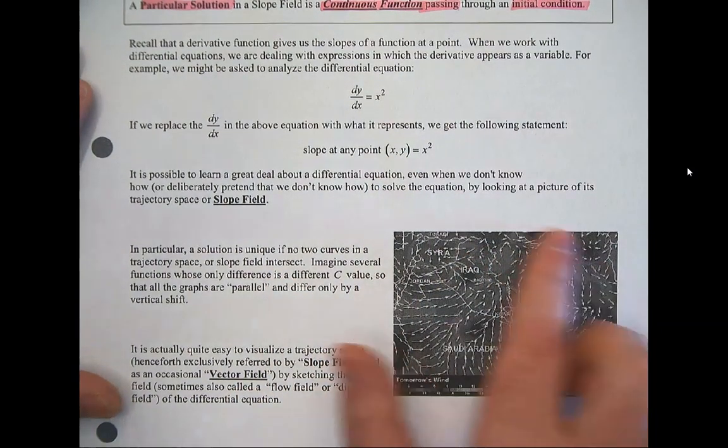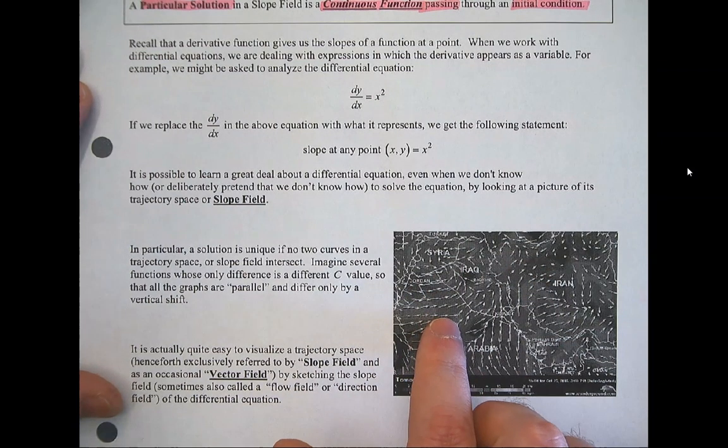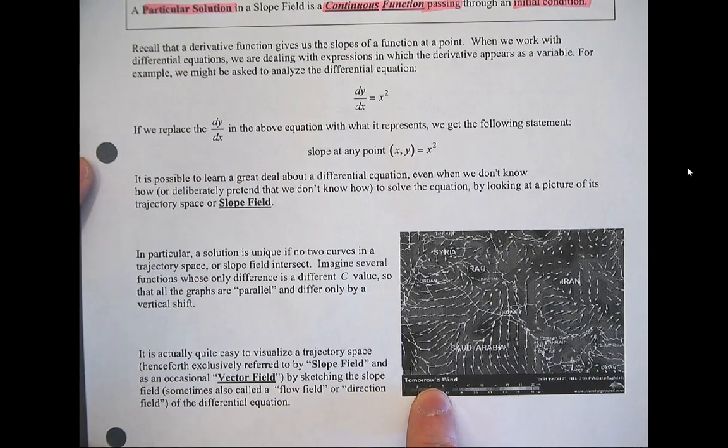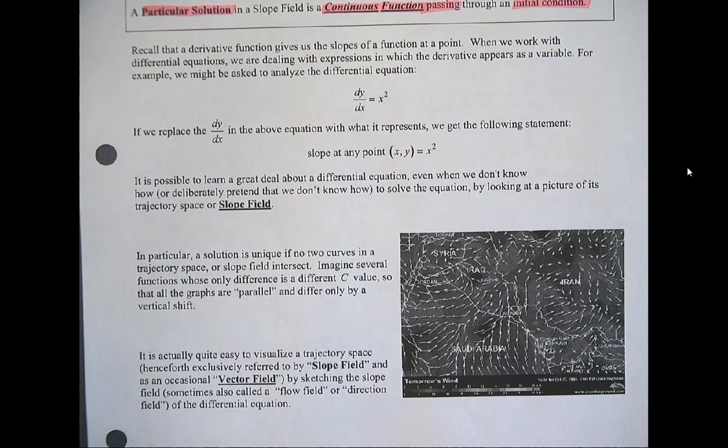So here's a picture. Like I said, you've probably seen this before on a what? This is a weather map. This is the wind, the high pressure systems and low pressure systems coming in. Those are just slope fields that the weather person's computer could generate.